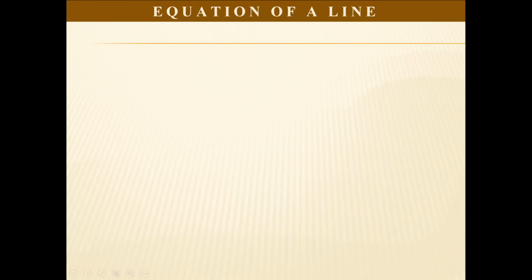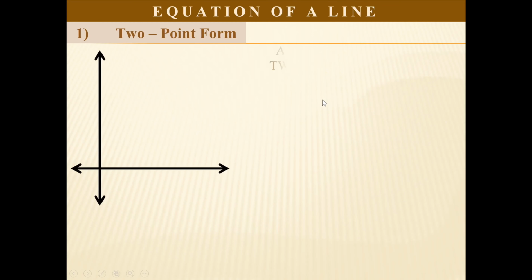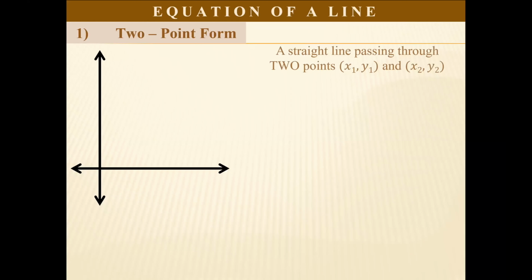Now we derive some formulas which are easily applicable and convenient for calculations. There are three formulas which we are going to derive, and each of these three formulas will depend on the given information. The first one is when we are given two points. A straight line passing through two given points x1, y1 and x2, y2. You must know the coordinates of two points on the line. Then you can use this formula to derive the equation.